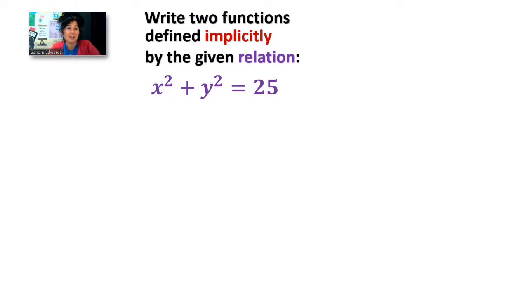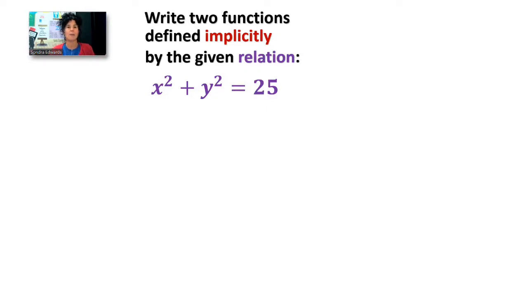We're going to now tackle one more concept. We want to write two functions defined implicitly when we've been given this relation x squared plus y squared equals 25. All right, first of all, just a little vocabulary. Notice that this equation we've been given, x squared plus y squared equals 25, has been called a relation and not a function. So it means that x squared plus y squared equals 25 does not pass the vertical line test. But we're going to rewrite it using two functions. So each one of those will pass the vertical line test.